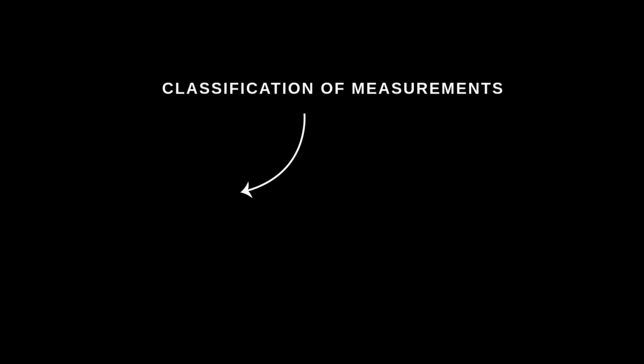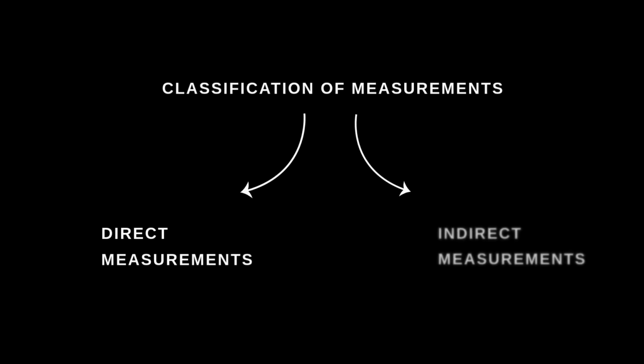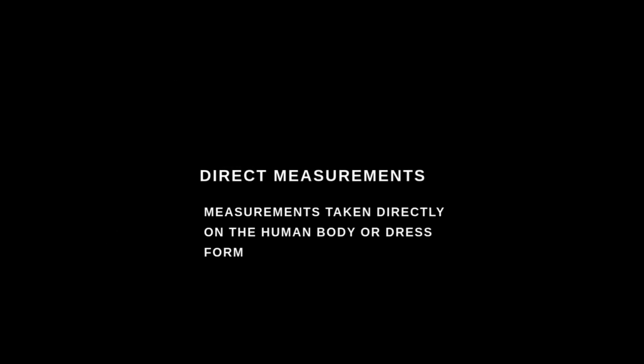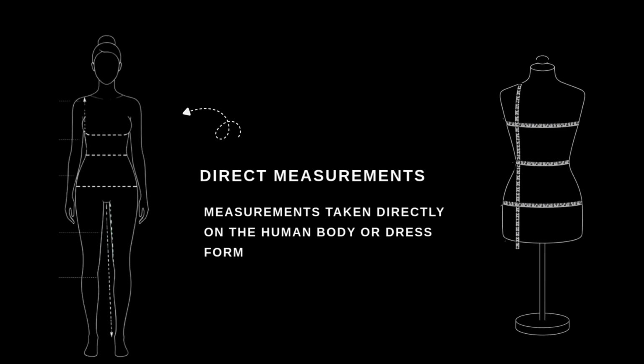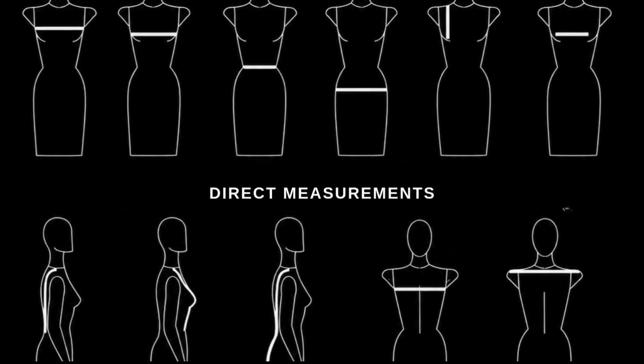If we look into the classification of this measurement, the measurements are classified into two different categories, that is direct measurements and indirect measurements. The direct measurements are those measurements which are taken directly from the body using a measuring tape. It can be an individual or a dress form. For example, bust circumference, waist circumference, shoulder length, sleeve length, etc.